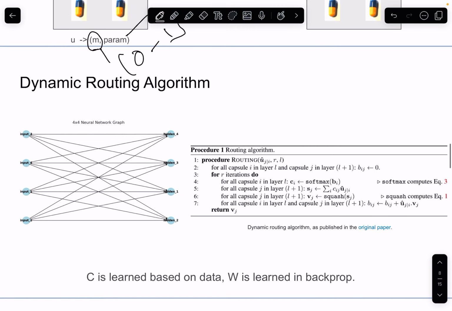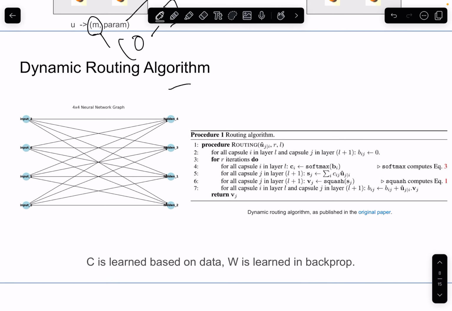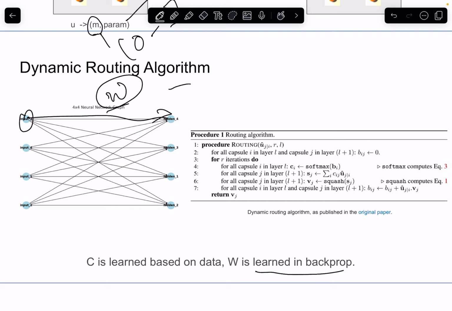The other important thing is the dynamic routing algorithm. In a neural network, you have input, you have the output, and you have some weights, and these weights are trained in backprop. But in CapsNet, we have C as well. So you multiply all these weights with C, and this C is dependent upon the data. And the routing algorithm works like this.